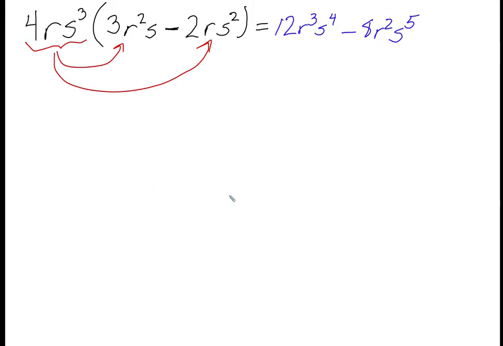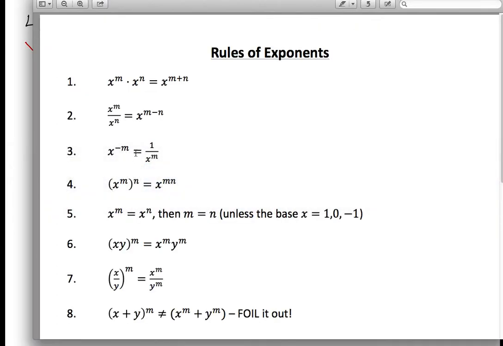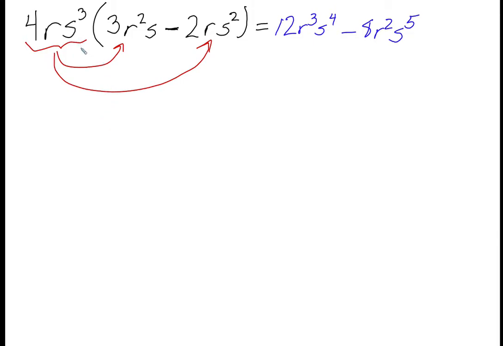So what did we just use here? We really used the rule of exponents that says if you've got a base and you're multiplying together, you can add up the exponents. X to the m times x to the n equals x to the m plus n. You add up the exponents. That's really what we took advantage of here, particularly if you look at the last term. S to the third and s squared became s to the fifth. Let's look at another one.